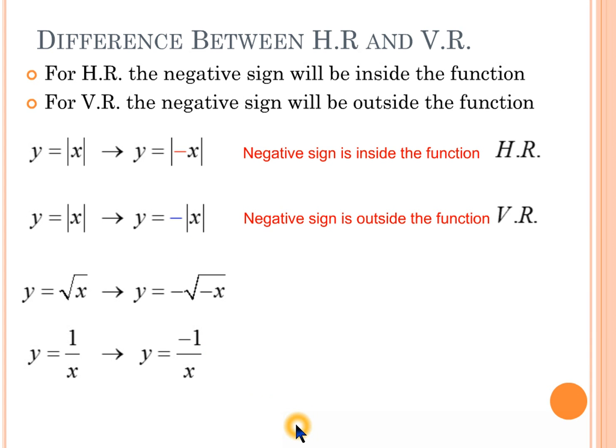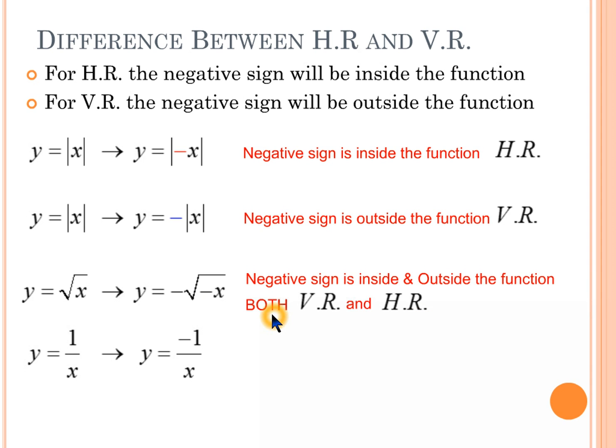Let's take a look at a few more examples here. I have y equals the square root of x, and after a transformation, I have a negative sign right there, and I also have a negative sign inside the bracket. So the negative sign is inside and outside the function, so this would represent both a vertical reflection and a horizontal reflection.